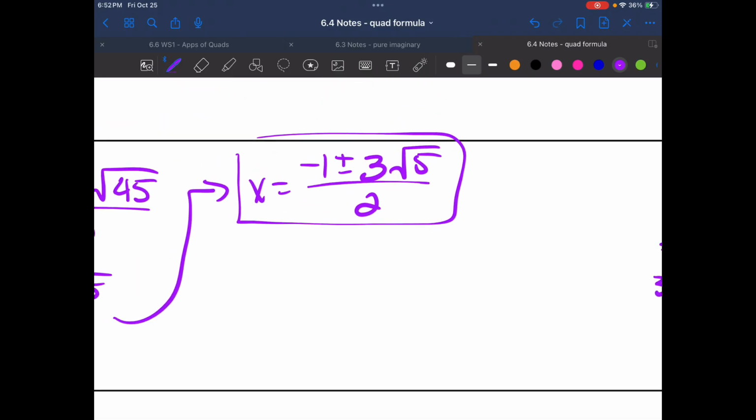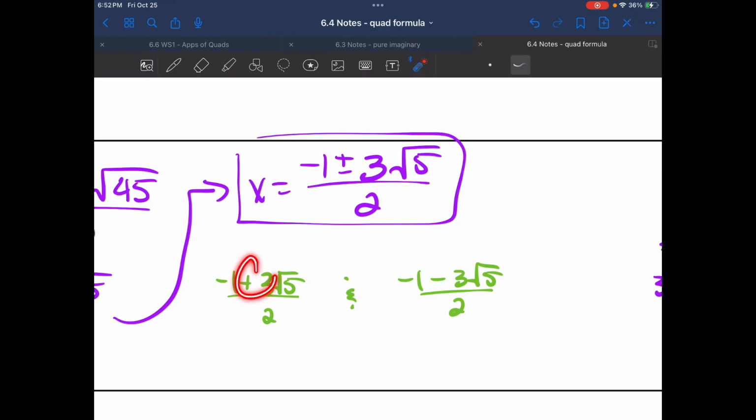And remember, this is actually 2 different solutions. We have one for the adding and one for the subtracting. Okay, so understand that that's 2 solutions, not one. It's 2 separate solutions because you have an addition sign and a subtraction sign.